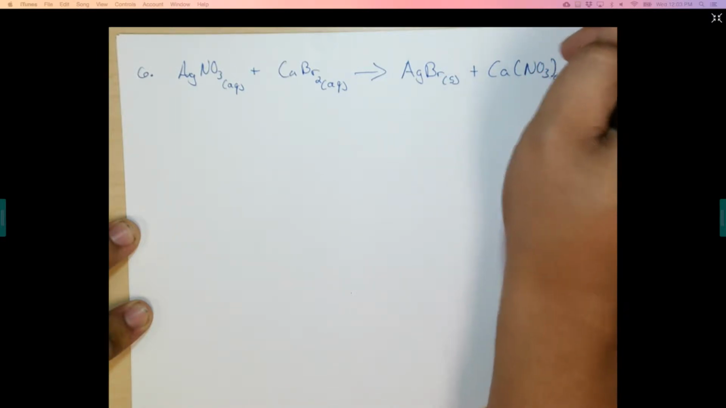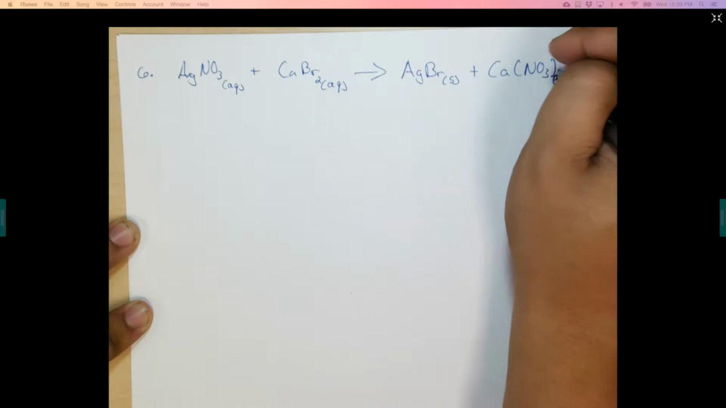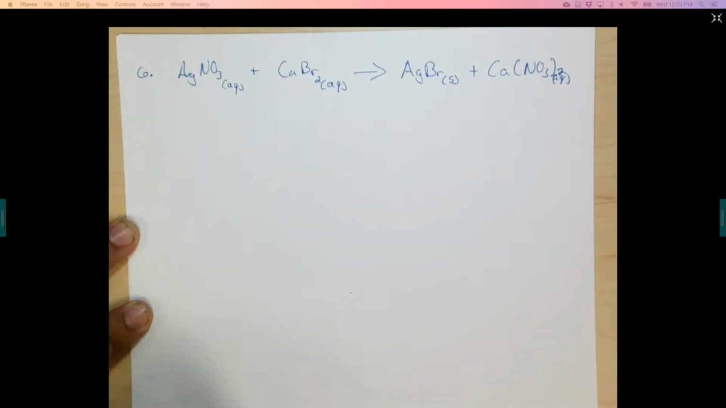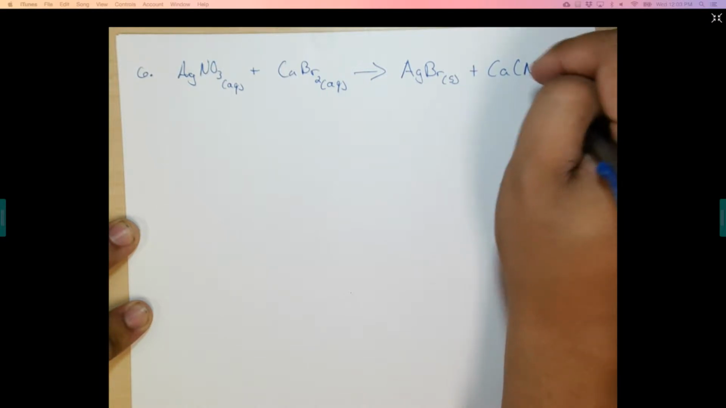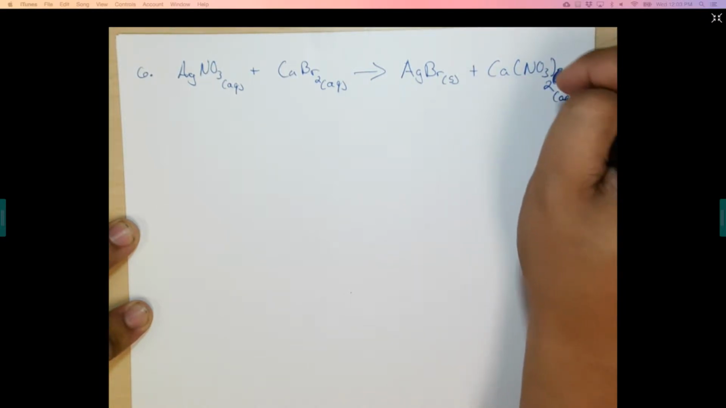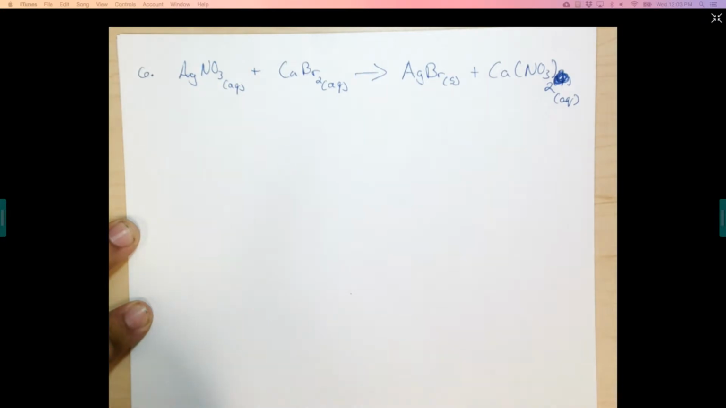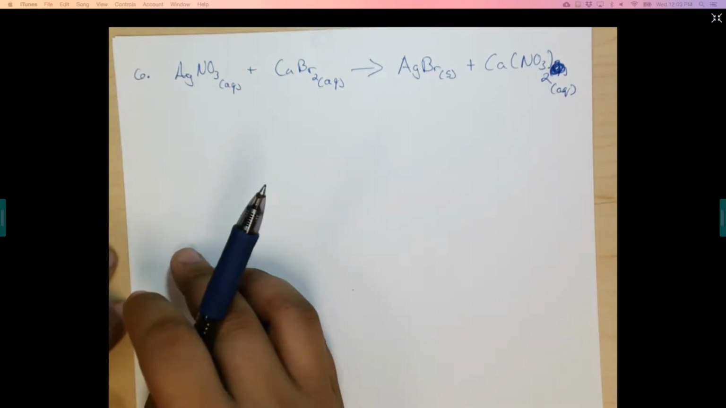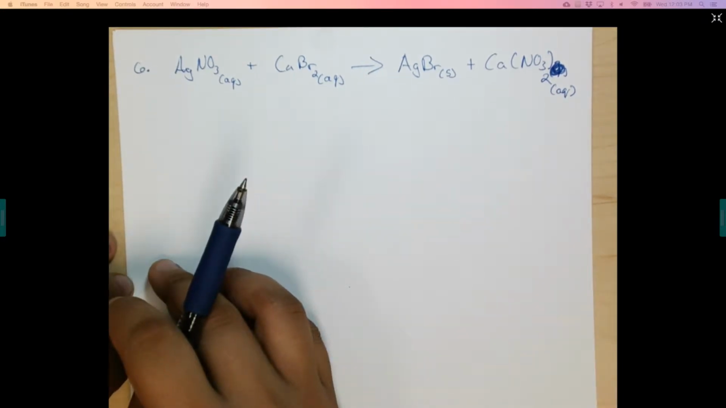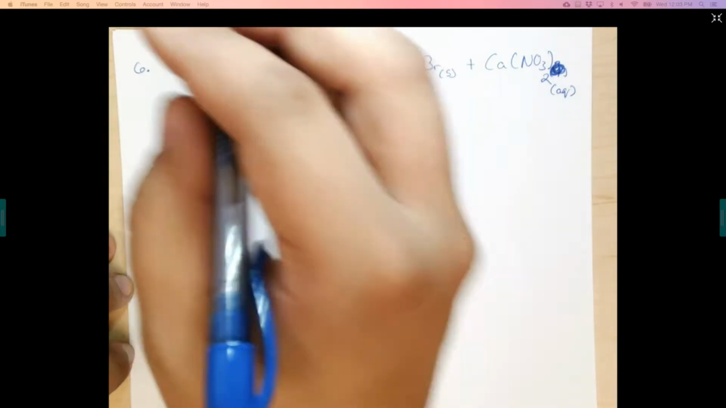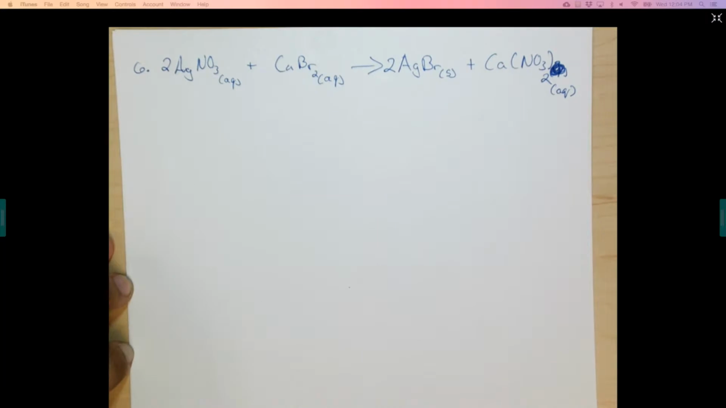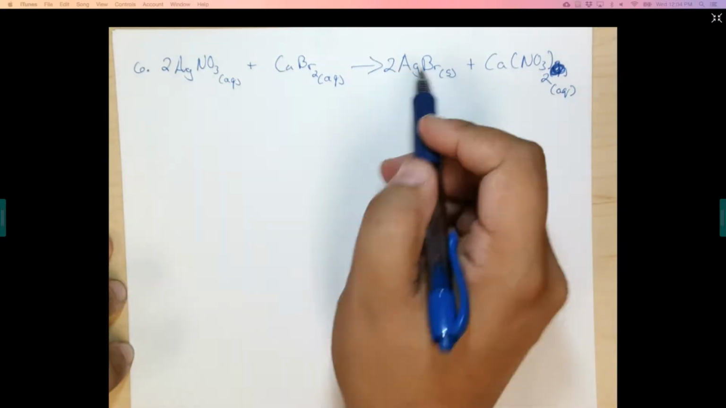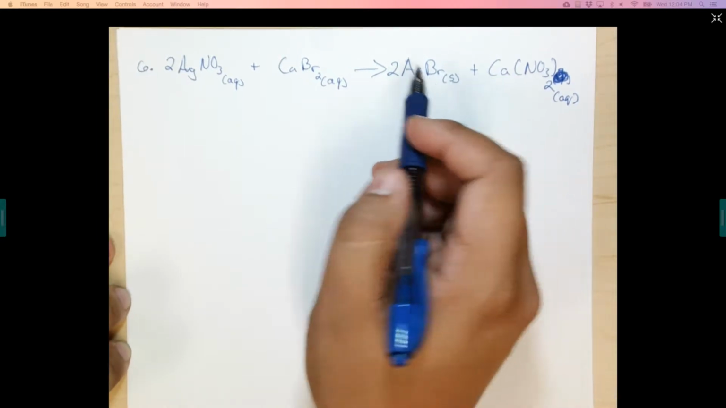Again, making sure that we have phases, making sure that we have the proper number of molecules. This is Ca(NO3)2, and it's aqueous, right? Because calcium is a 2+ charged ion in solution. So now we need to look at balancing the equation, that involves putting a 2 here and a 2 here. Now we have a balanced chemical equation, double replacement reaction, precipitation reaction, because we have a precipitate formed.